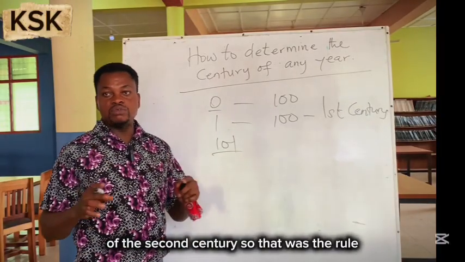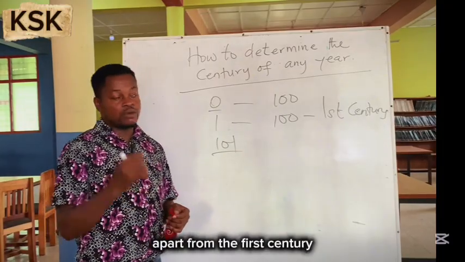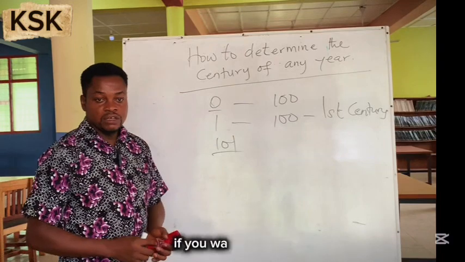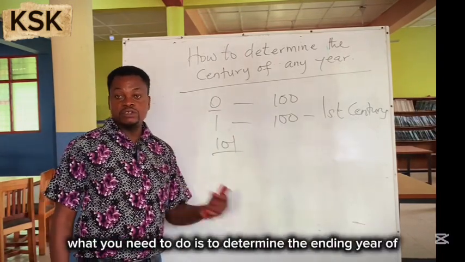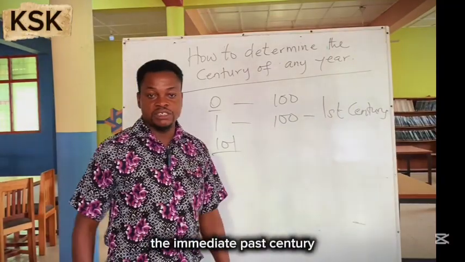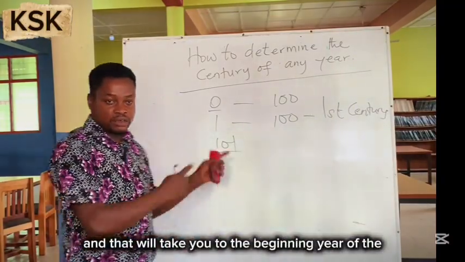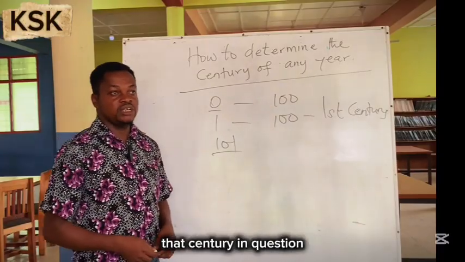So that was the rule we learned: if you want to know the beginning year of any century other than the first, determine the ending year of the immediate past century and add 1 to it, and that takes you to the beginning year of the century in question.